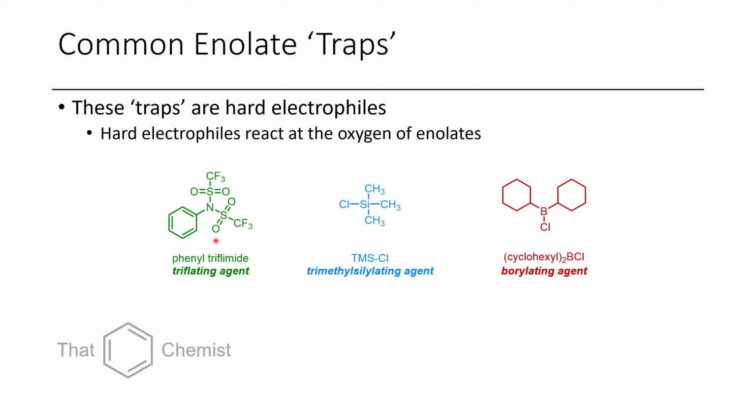They include triflating agents such as phenyltriflimide, silylating agents such as TMS chloride, as well as dicyclohexyl boron chloride, which is a borylating agent. These electrophiles are all hard electrophiles. If you recall from last lecture, we were talking about copper being a soft nucleophile versus magnesium being a harder nucleophile for Grignards versus cuprates. Now these are hard electrophiles. So if we have an oxygen present, an O-, these would prefer to react at oxygen over something like carbon. So if we form an enolate, these should react at oxygen.